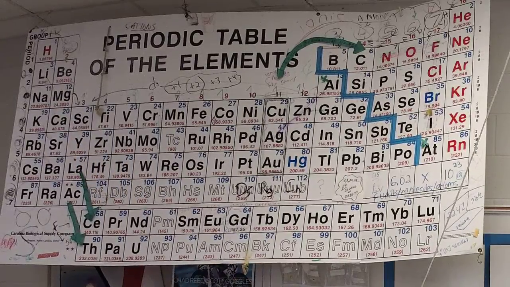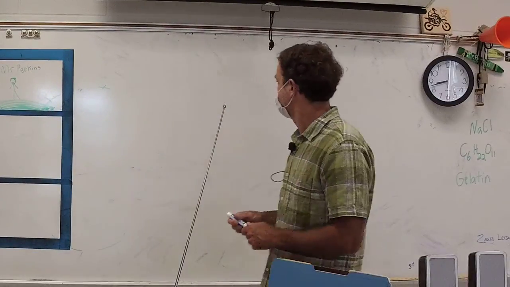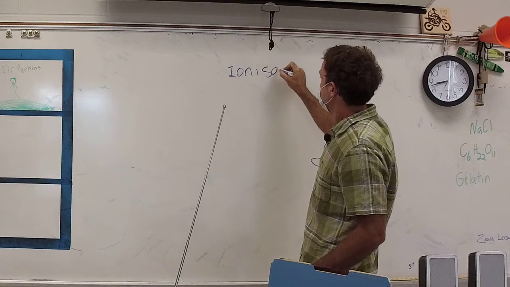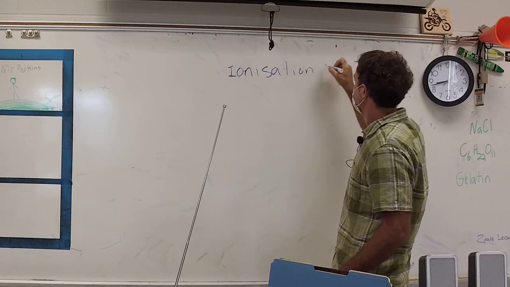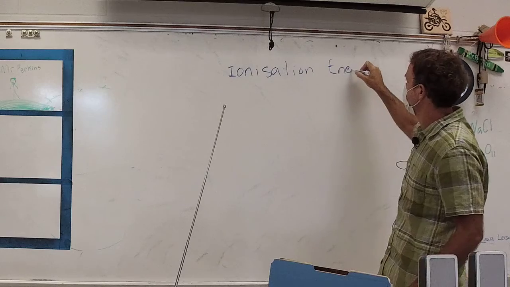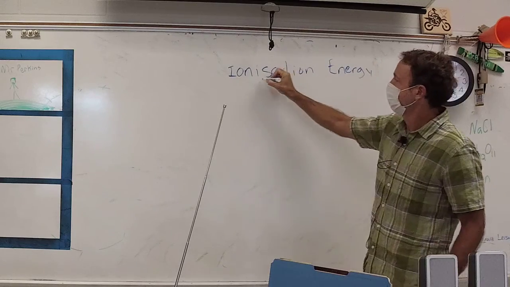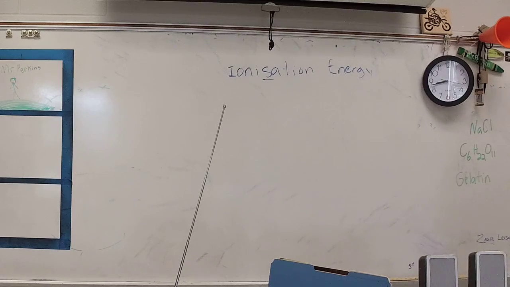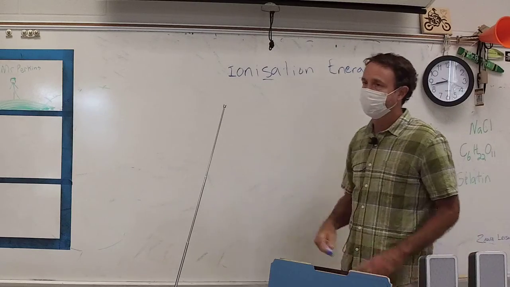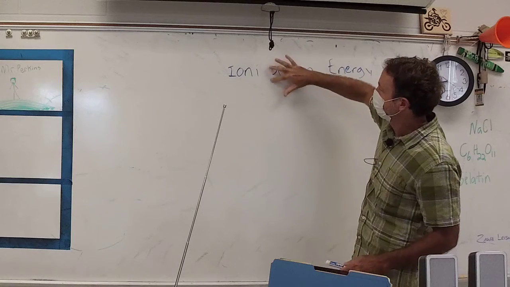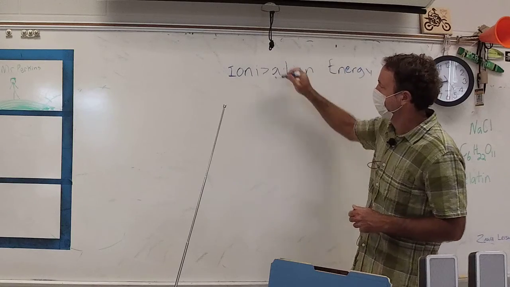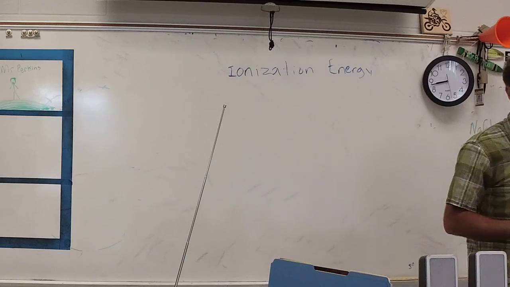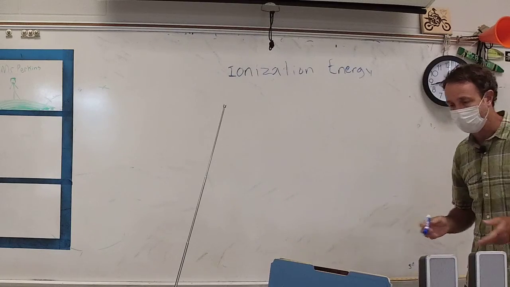All right, first one, move us over here. Ionization energy. Right? Can anybody tell me about this S? This S right here? I mentioned it yesterday. All right, that S is the English spelling. And then you'll see it written sometimes with American English with a Z there. Doesn't matter, I don't care, all right? Ionization energy.